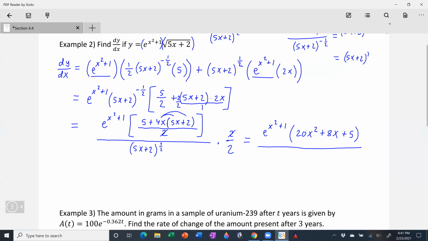All over, and this 2 distributes onto the bottom, and then I'll go ahead and switch that 1/2 power. Let's switch it back to a radical and put the 2 in the front. Why not? So that's 5x plus 2. And there we go. That's probably the nicest, cleanest, best looking final answer that we can get.